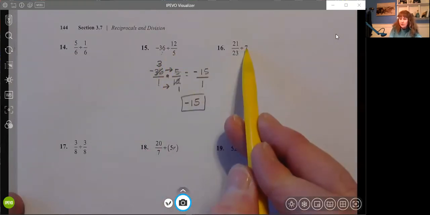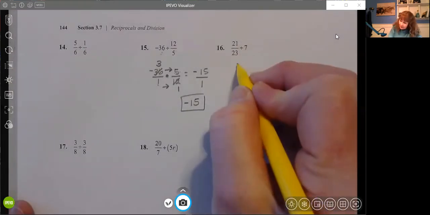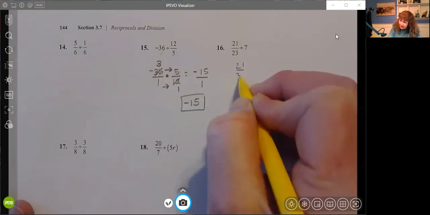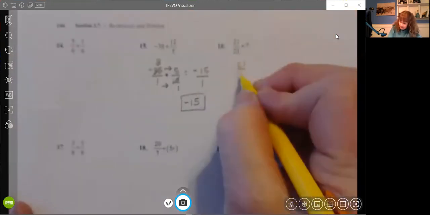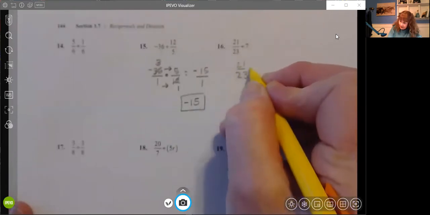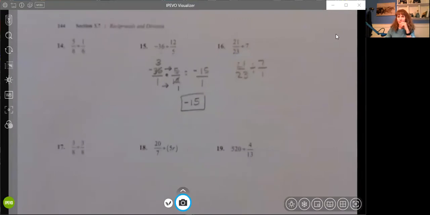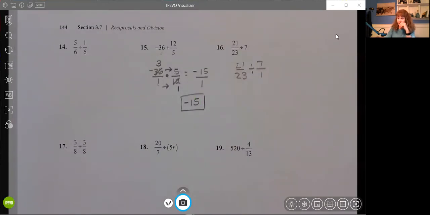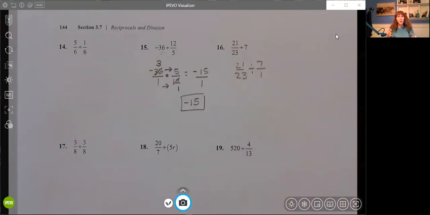What happens if the integer is here instead? Well, what I'll do is I'm not going to do my copy dot flip yet. Put your integer here over 1. And now you can do the copy dot flip.